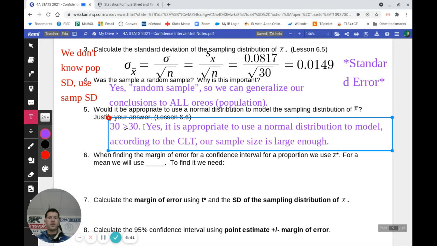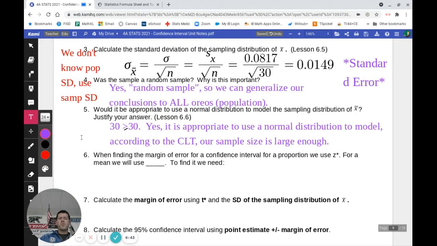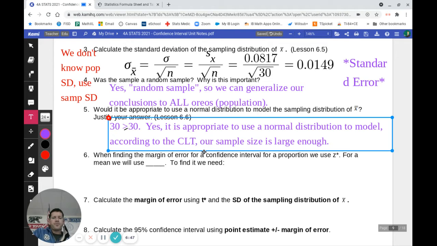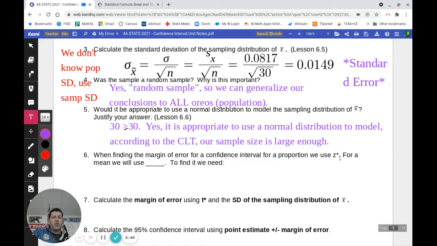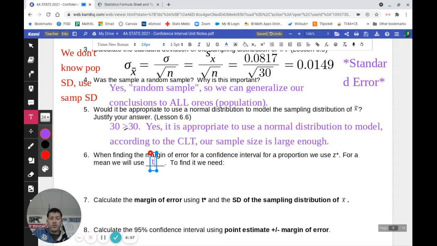30 is greater than or equal to 30. So last couple classes, to find the margin of error, we've been using our critical z-score. With means, we cannot do that. Instead, we are going to be using a critical t-score. So t with an asterisk there.